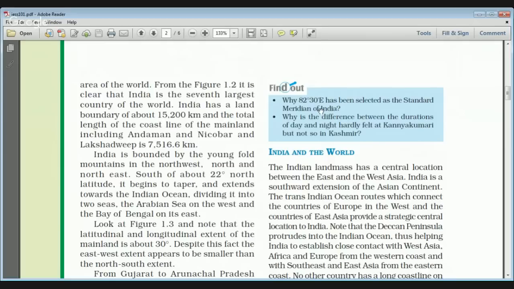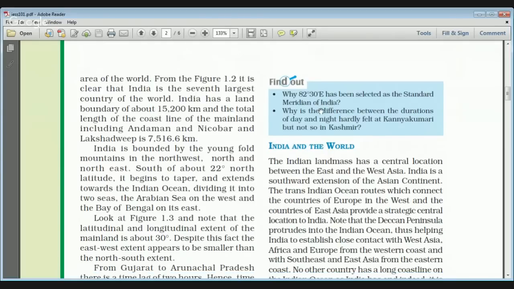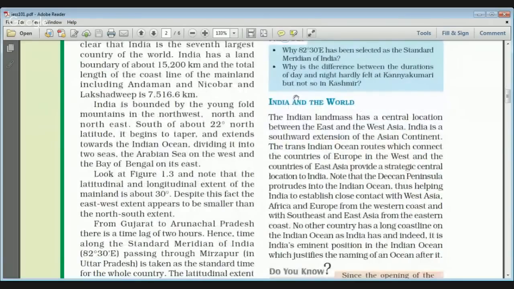of India. And the second question is: why is the difference between the duration of day and night hardly felt at Kanyakumari? Because it is closer to the equator, and it is felt in Kashmir because Kashmir is far away from the equator, at about 24 or 25 degrees. So that is why the difference in the duration of day and night is felt in Kashmir but not at Kanyakumari.